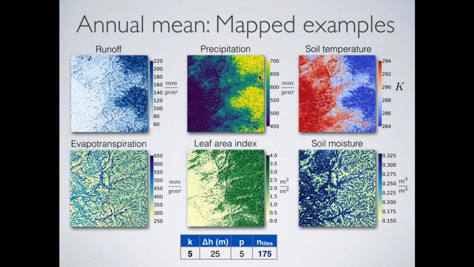So just a couple of minutes before I wrap this up. Here are a few more examples of these mapped simulations for these different variables. I added 5 prognostic variables, but I also added precipitation. Precipitation is not a prognostic variable. In this case, it's an input into the model.